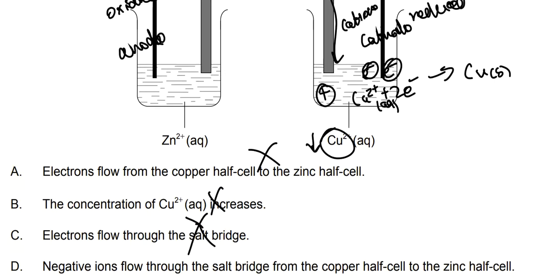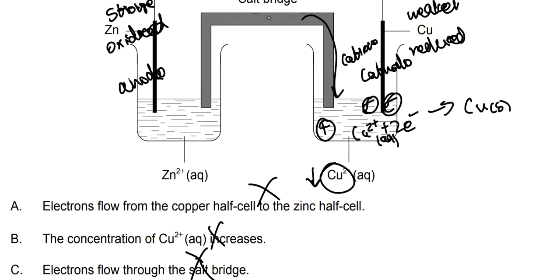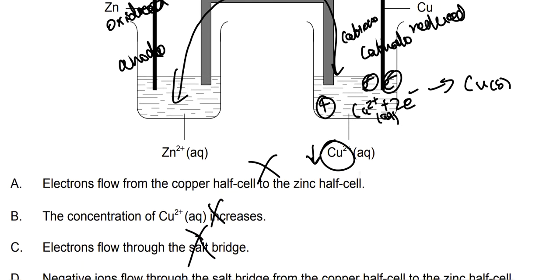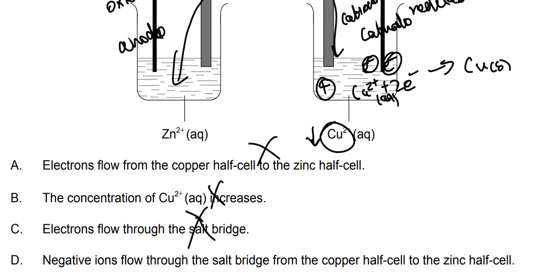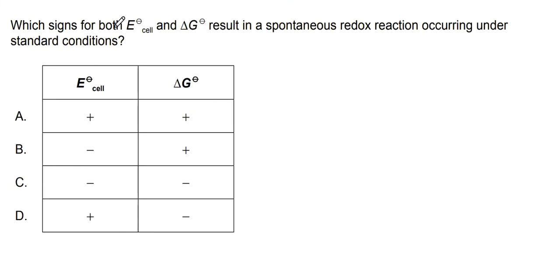That's true because we explained how the salt bridge has negative ions, or anions, move towards the zinc half cell from the copper half cell. So D is correct. Which signs for both delta for cell potential and delta G of Gibbs free energy result in a spontaneous redox reaction occurring under standard conditions?